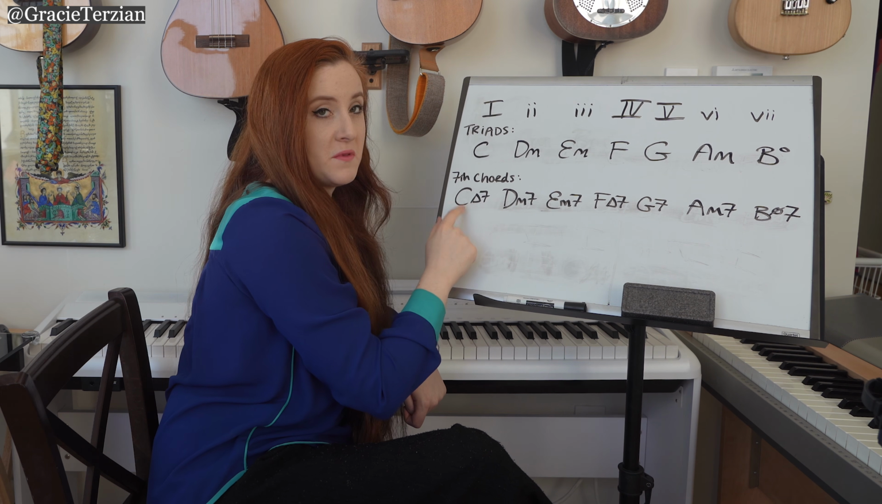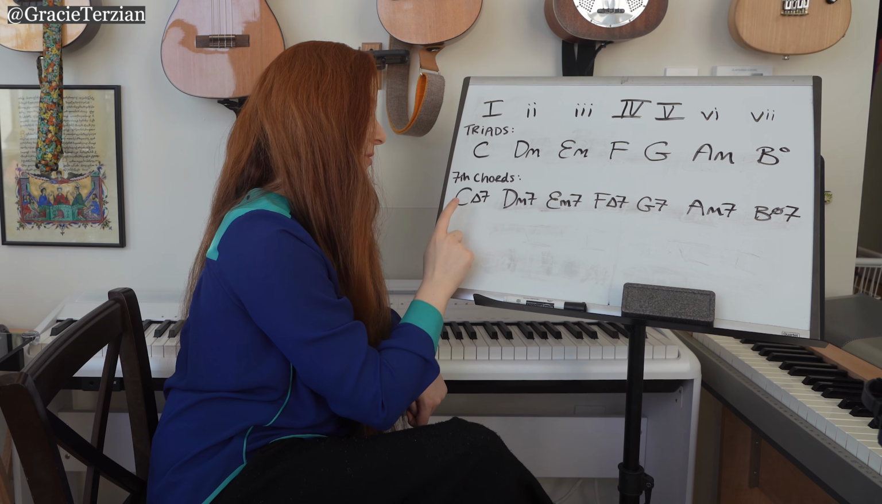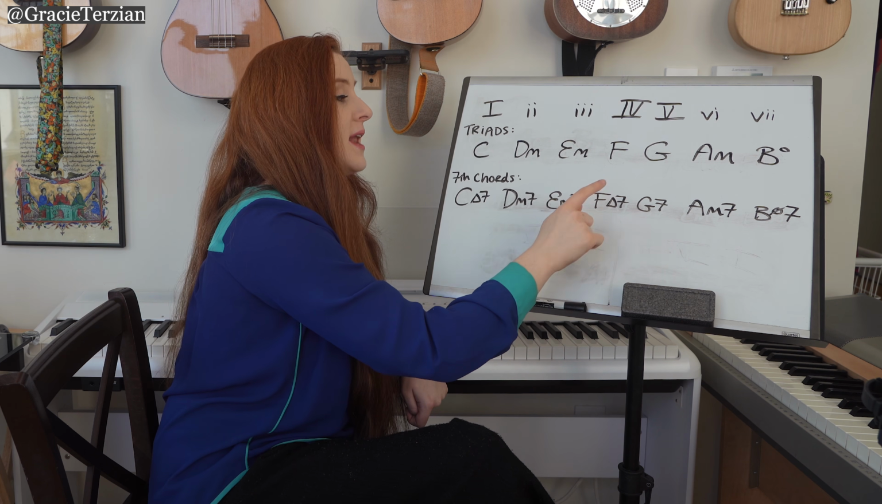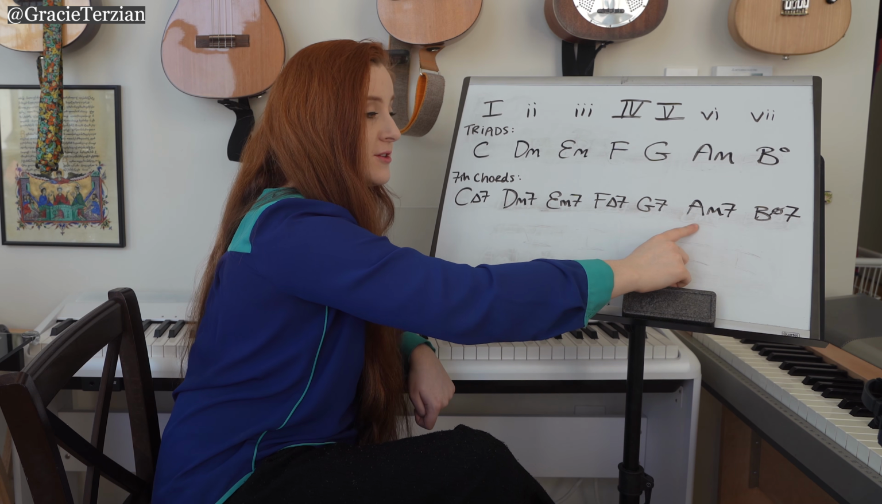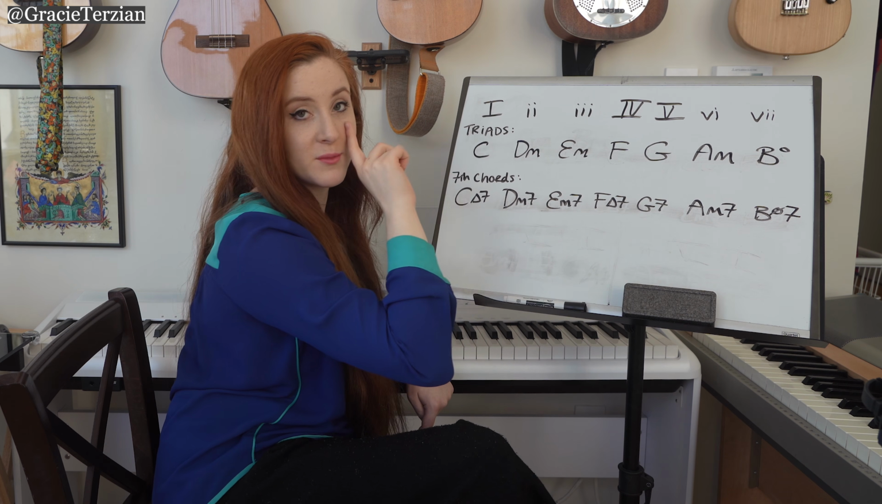And as seventh chords, we have C major 7. That little triangle is a shorthand symbol for major, by the way. So C major 7, D minor 7, E minor 7, F major 7, G7 or G dominant 7, A minor 7, and B half diminished 7. So that's a little shorthand symbol for half diminished, okay?